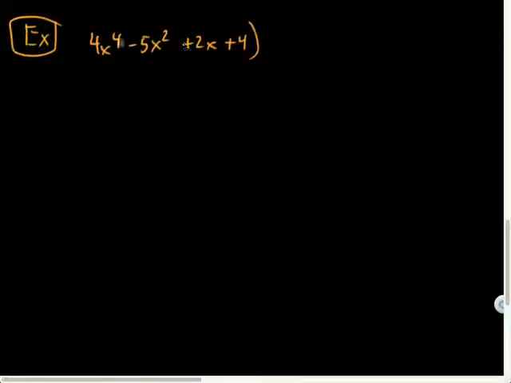All right, let's see. Bad news, though, now. Here we go. Here's the weakness of this method. Example. So what if I've got 4x to the 4th minus 5x squared plus 2x plus 4. And now let's say I'm dividing this by 2x minus 1. Thoughts?